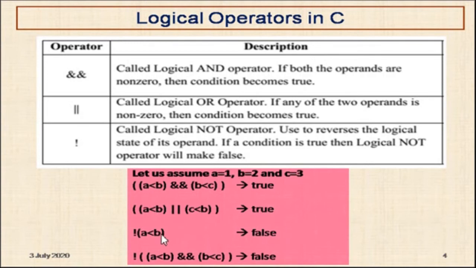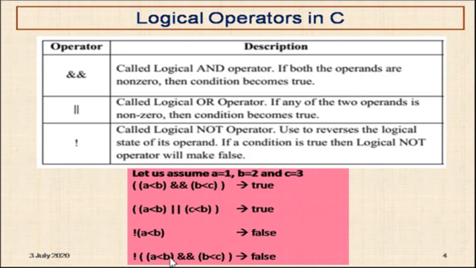Then coming to the NOT operation, logical NOT. It will negate the condition. Here you see an exclamation symbol followed by the condition A less than B. A less than B is 1 less than 2, satisfied. But we use the logical NOT operation. So this condition is true, and NOT of true is false. That is why it is false. Suppose this condition fails, that is false, then NOT of false will become true. But for this example, this condition is satisfied, so true, NOT of true is false.